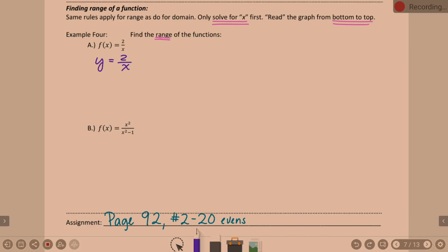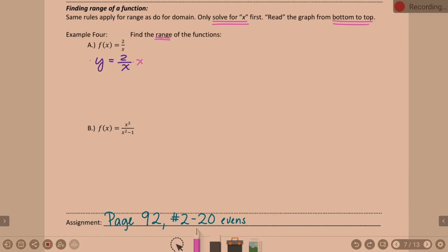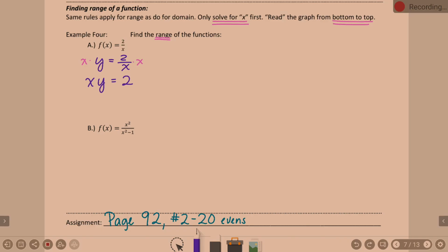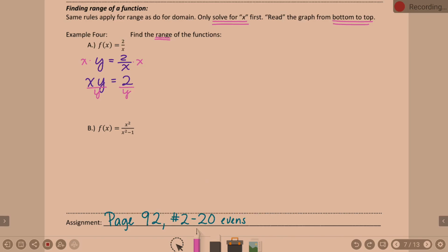Solve this equation for x with me. If I solve this equation for x, how do I get x by itself? First of all, we're going to multiply that x over, aren't we? Because we want to get out of the denominator. So then I end up with x times y, so xy equals 2 because my x's cancel. And now how do we, I want to solve for x, I don't have it. How do we solve for x? Divide by y. And we have x equals 2 divided by y.